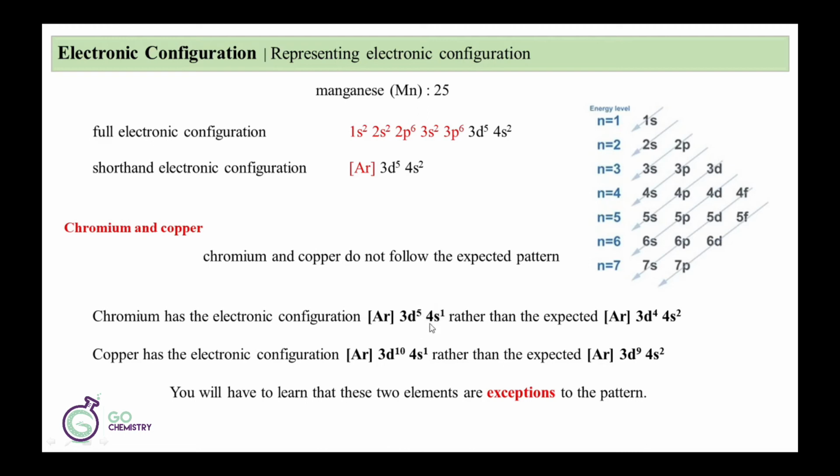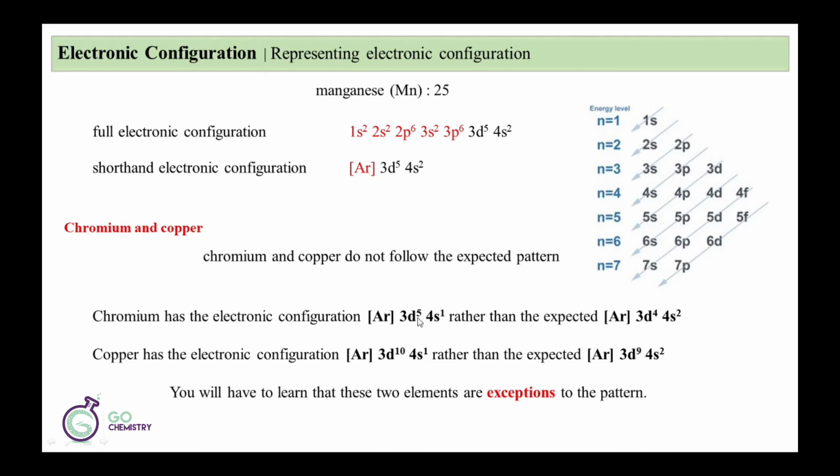Why? Because the d subshell or the d orbitals will be more stable if they are half filled or totally filled, as we will see in the copper example. So for copper, for example, its expected electronic configuration is argon, which means 1s2, 2s2, 2p6, 3s2, 3p6, 3d9, 4s2. But we'll write it as 3d10, 4s1.